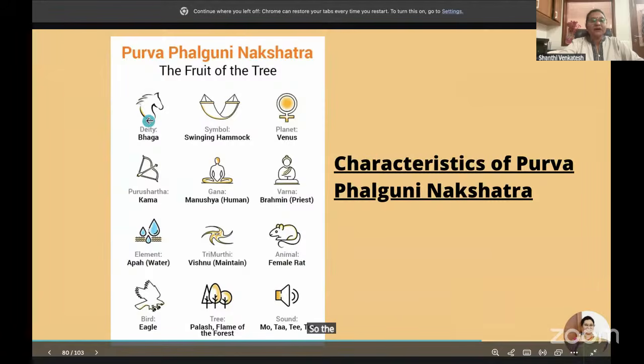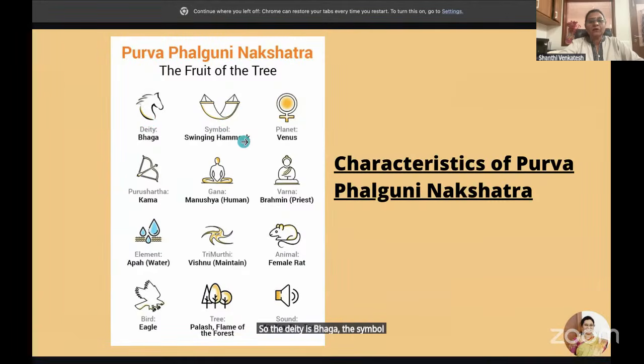So the deity is Bhaga. The symbol is a swinging hammock. The planet that rules this nakshatra is Venus. And the animal is a female rat. So Purva Phalguni is a nakshatra of creativity, love, beauty, pleasure, relaxation, social charm, and it believes in enjoying life's blessings. That's why it is known as a carefree nakshatra.